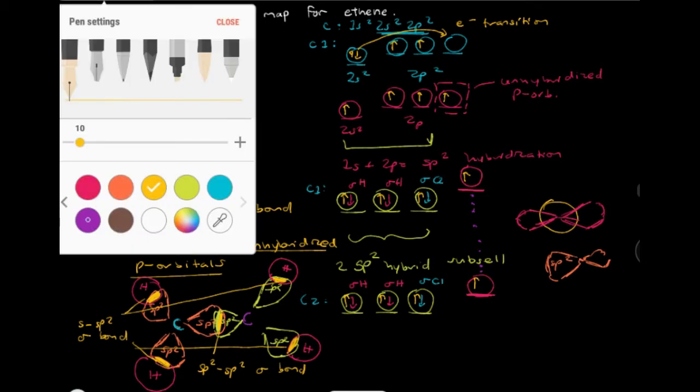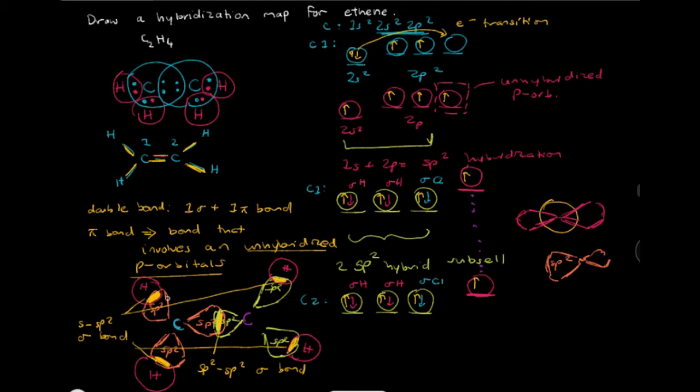Now, the other thing is this unhybridized p orbital. So I'm just going to draw that in purple here. But you have this p orbital.